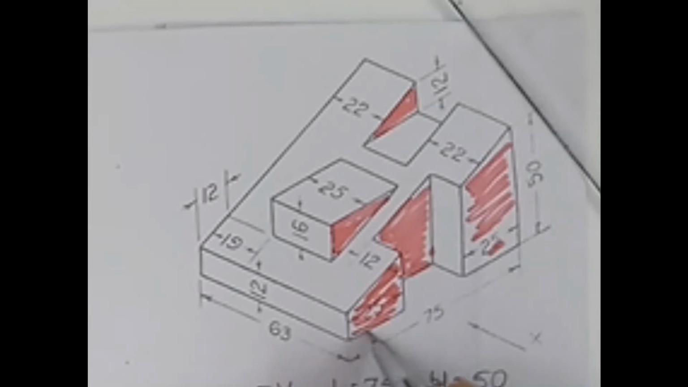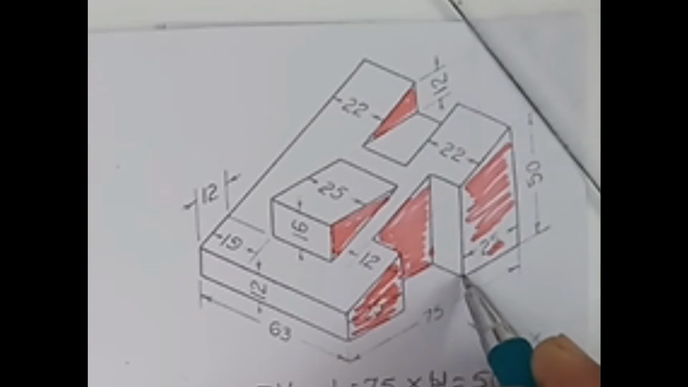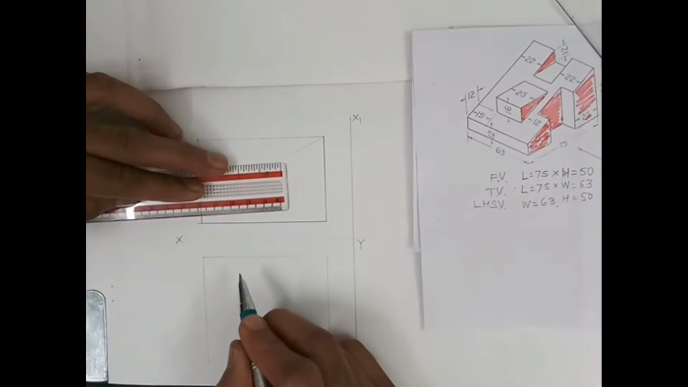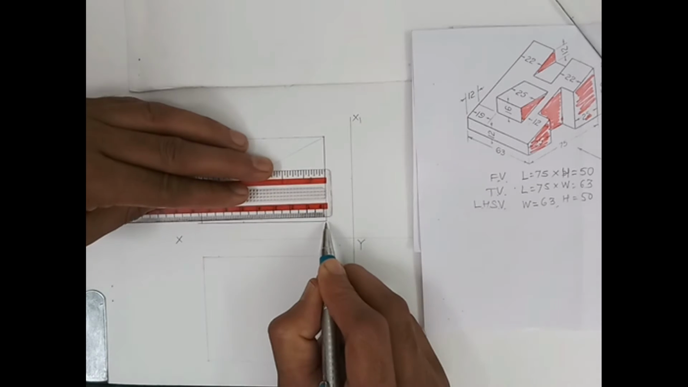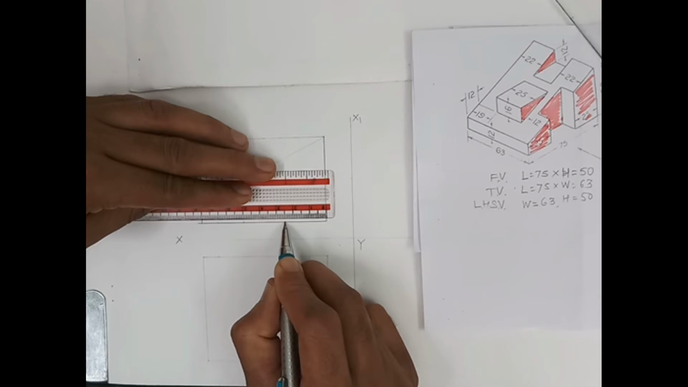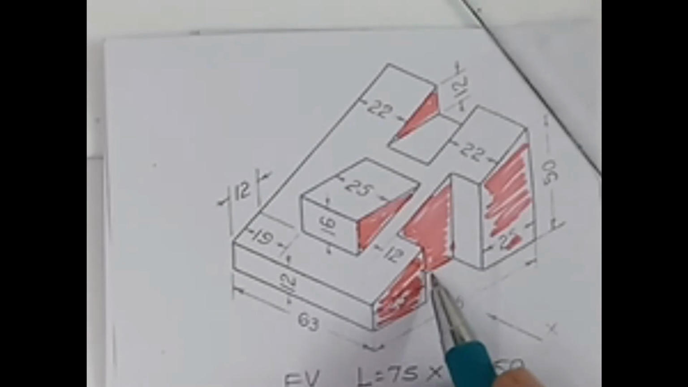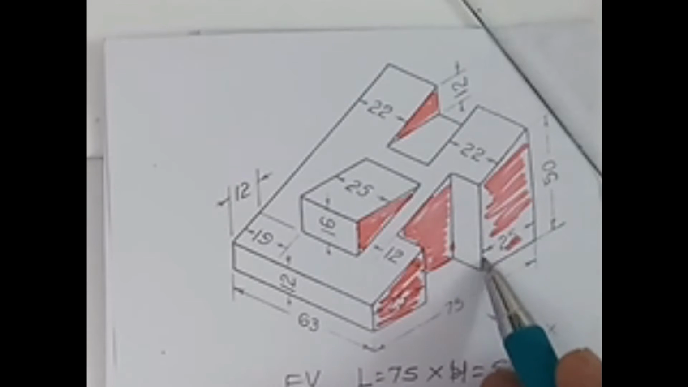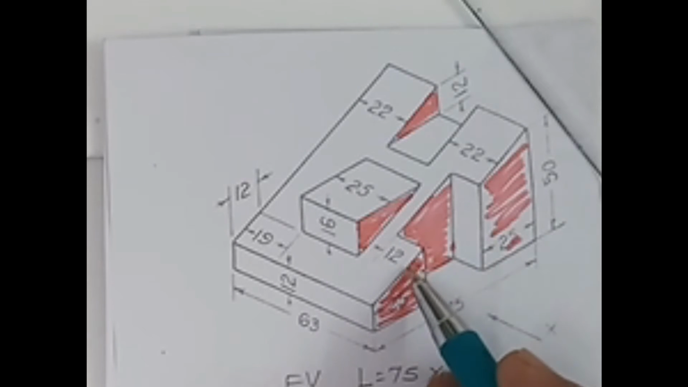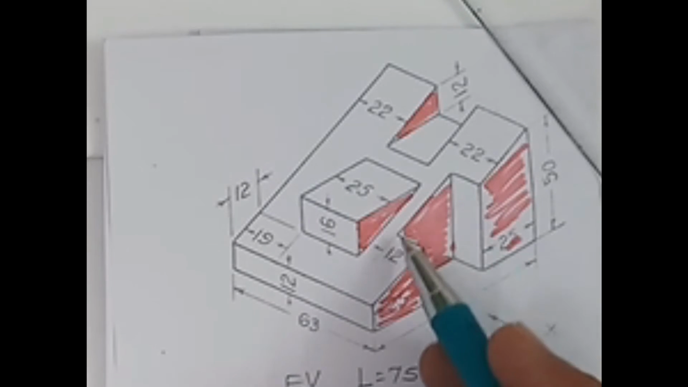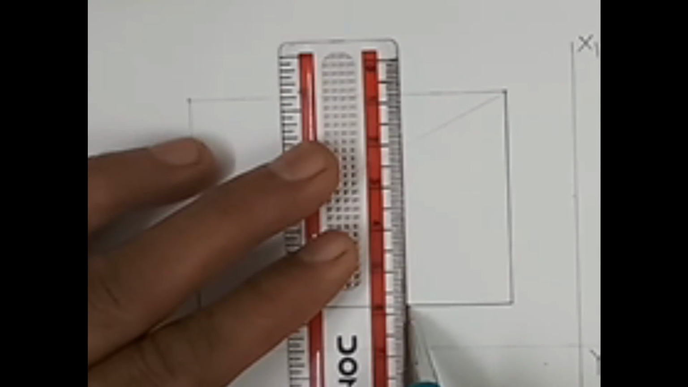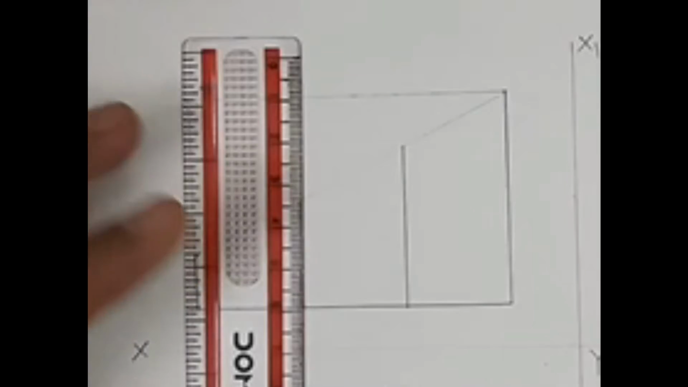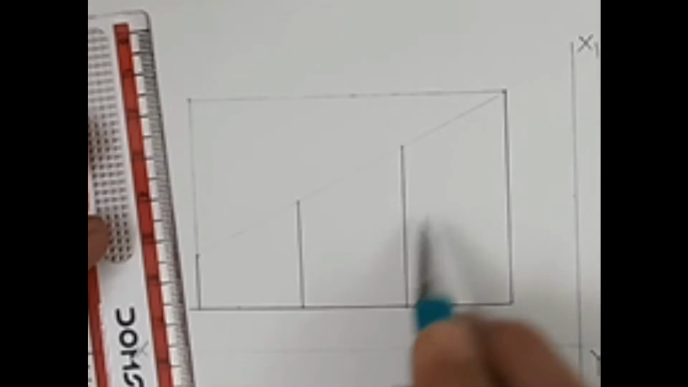Now measure 25 from this side and 25 from the right side, so that you will get this slot. Then if you draw a vertical line from these two points, wherever these two vertical lines intersect with this inclined line, you will get the particular slot. So we have to simply draw these vertical lines like this. This is that slot which I have shown in the front view.